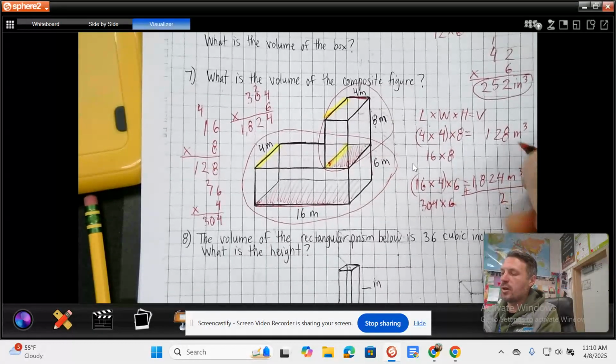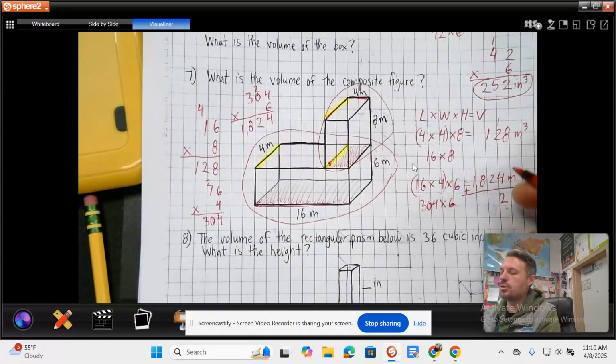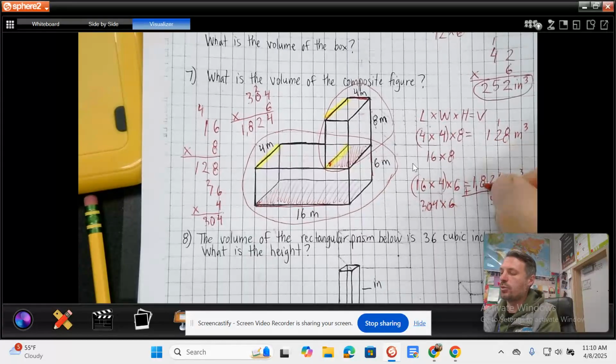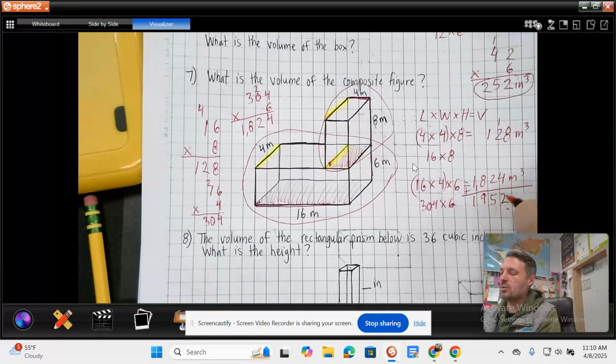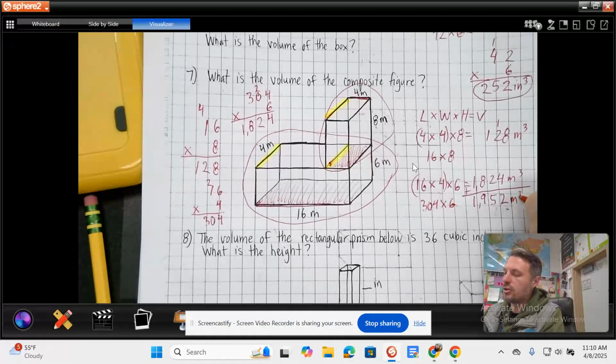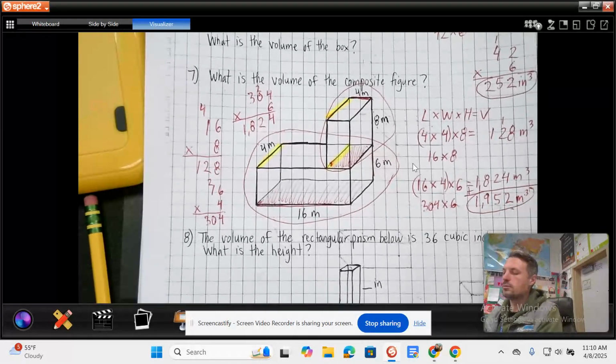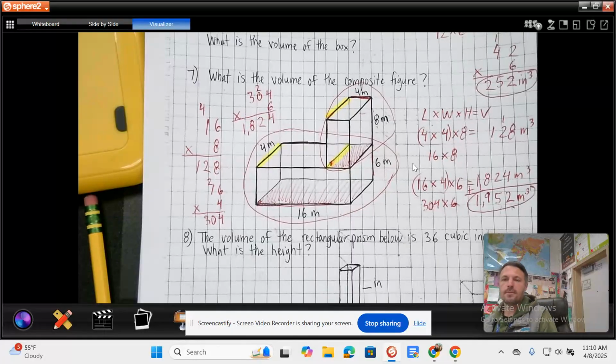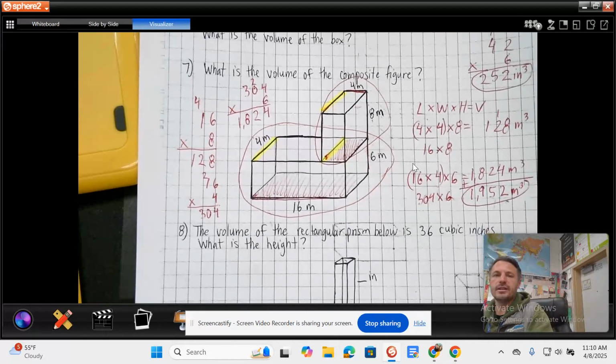8 plus 4 is 12, carry the 1. 1 plus 2 is 5. 1 plus 8 is 9, and 1 plus nothing is 1. So that's 1,952 meters cubed. Okay, hopefully this is making sense, guys.